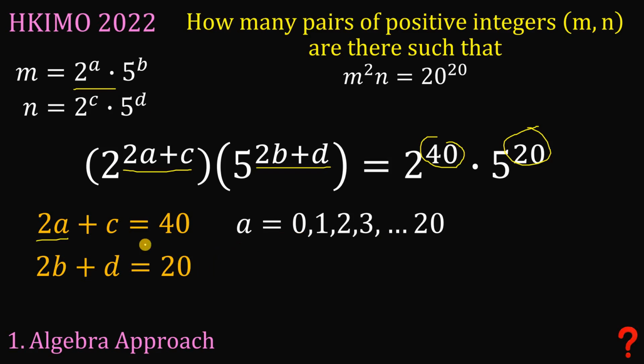And on the second equation, by the way, the value of c depends on the value of a. If a is 0, c is 40. If a is 1, then c must be equal to 38, and so on and so forth. And on this equation, the possible values of b are simply 0 to 10.